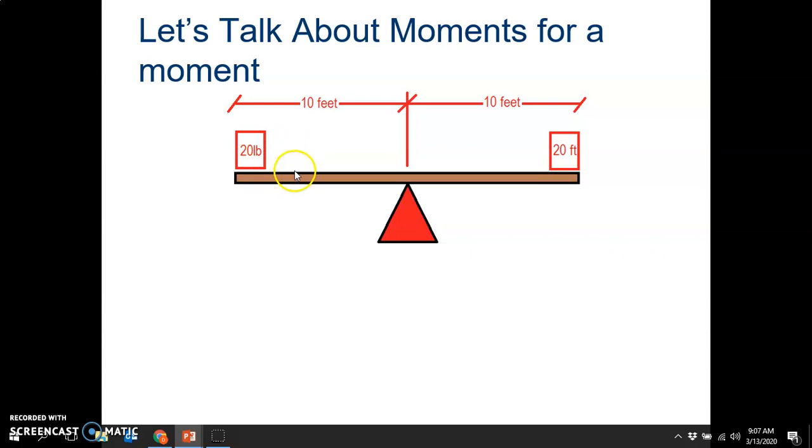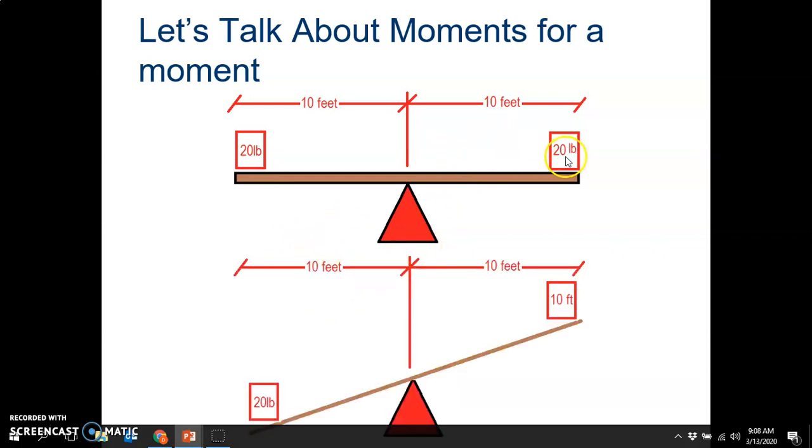So let's say we have a seesaw right here, and we have two weights. And this is a 20-pound weight, 20-pound weight, and both are applied 10 feet from the fulcrum, or like the part that it would rotate around. Would this beam move? No, it wouldn't move because everything would cancel out. This would be applying a torque in this direction. This would be applying a moment in that direction because they would be equal and opposite. They would cancel. It would not move. It would not rotate.